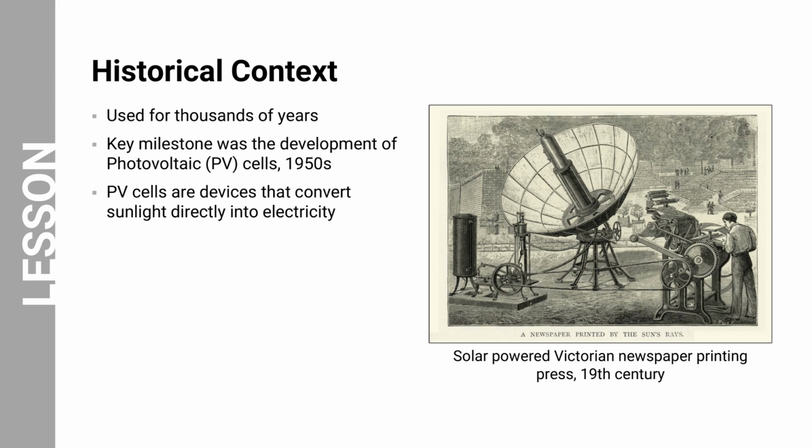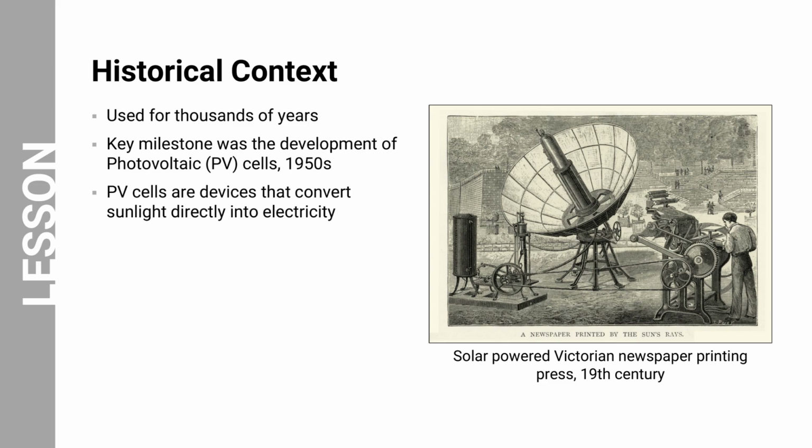PV cells are the basic building blocks of solar panels. Solar panels are made up of multiple PV cells connected in series and/or parallel. The number and configuration of PV cells in a solar panel determine its power output. PV cells work using the photovoltaic effect, which is the generation of voltage or electric current in a semiconductor material when exposed to light.